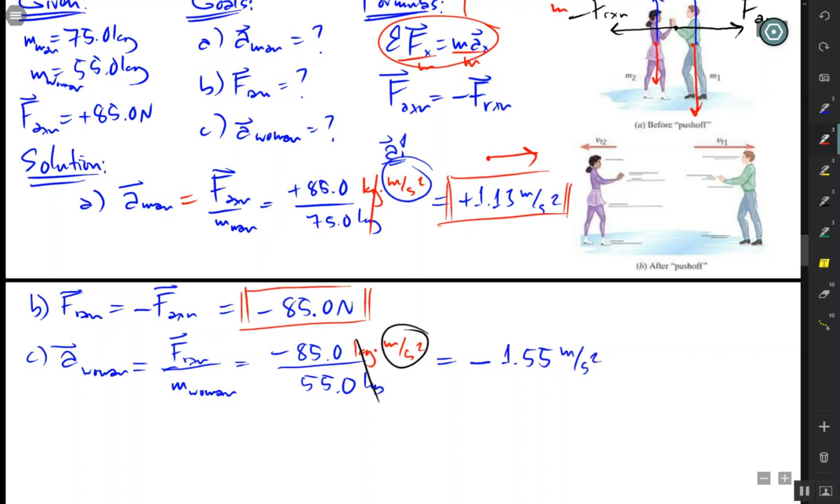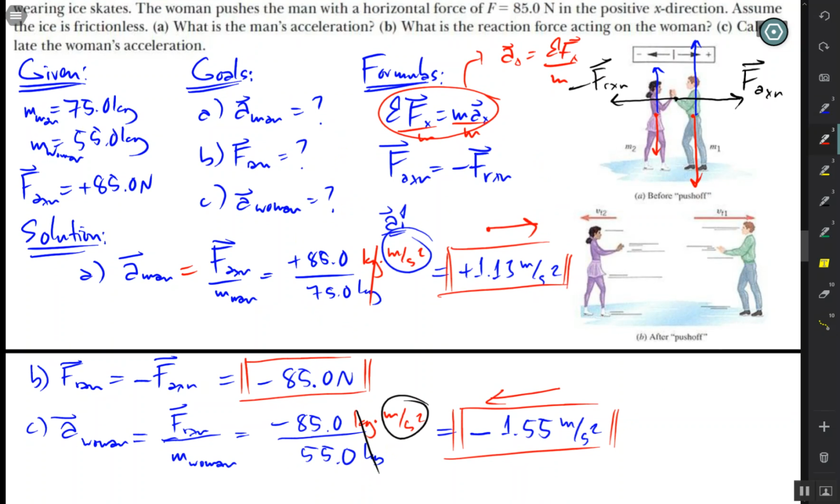Okay, so it's a good example. It shows that when the mass is less, in this case for the same magnitude of the action force, acceleration is greater. For the same force with a greater mass, the acceleration goes down. Okay, so the woman is accelerating towards the left. And that's pretty much it. A very simple problem that uses both Newton's third law of motion and Newton's second law. Okay, enjoy.